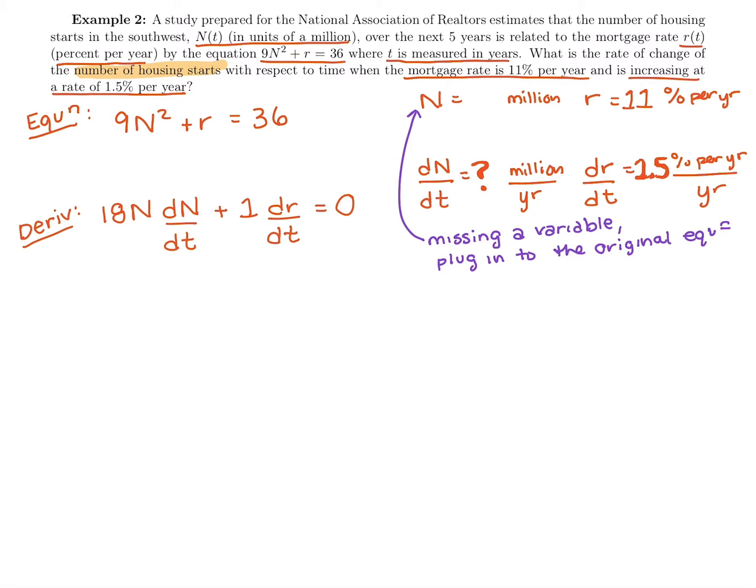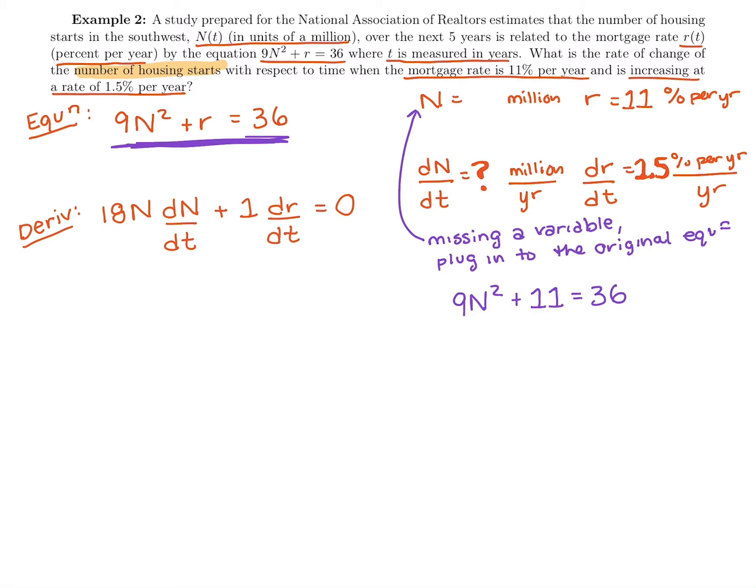That's how we're going to find it. So I'm going to plug in 9n squared plus the current rate, which is 11%, equals 36. I'm plugging right into this original equation because yes, I'm missing the derivative. I'm always given one derivative and asked about the other.